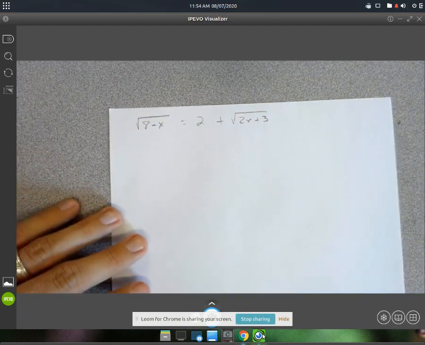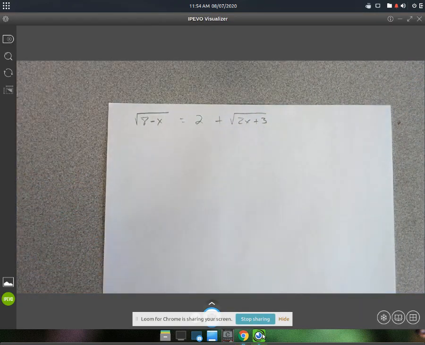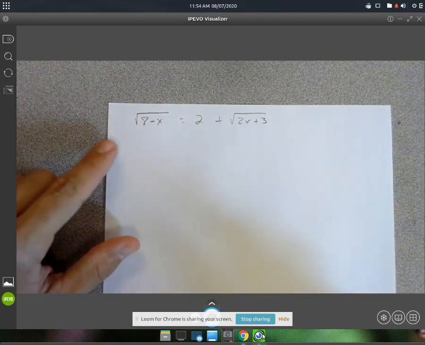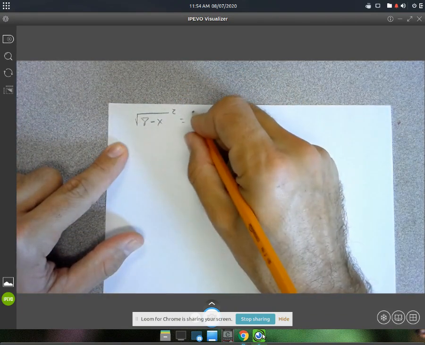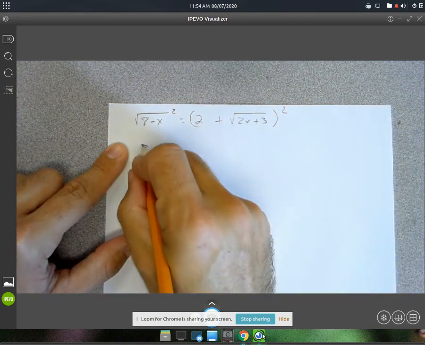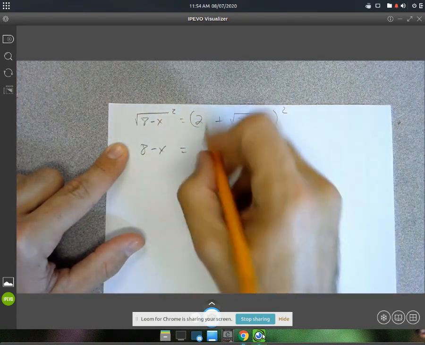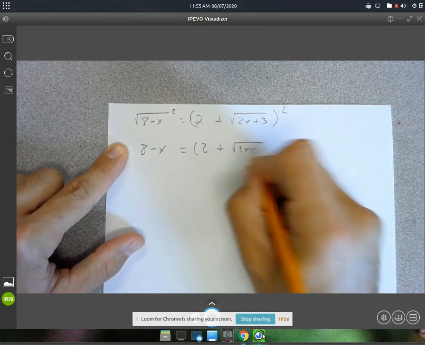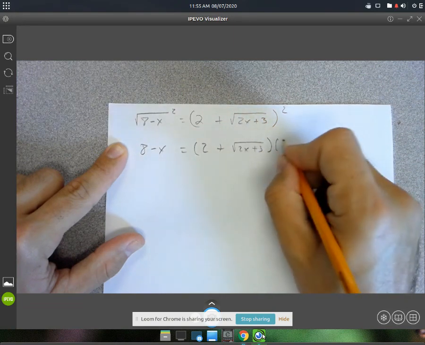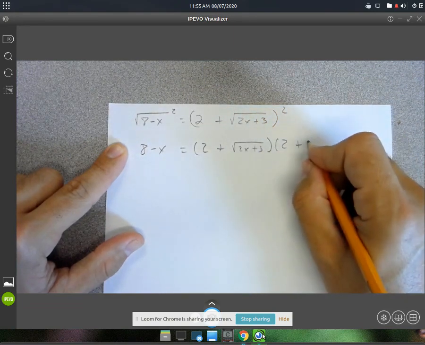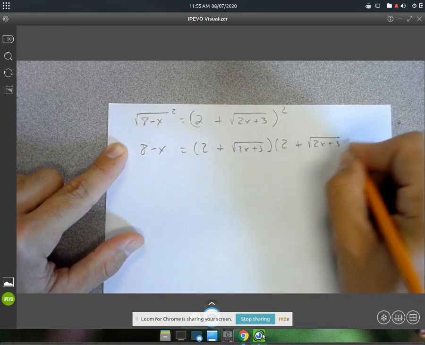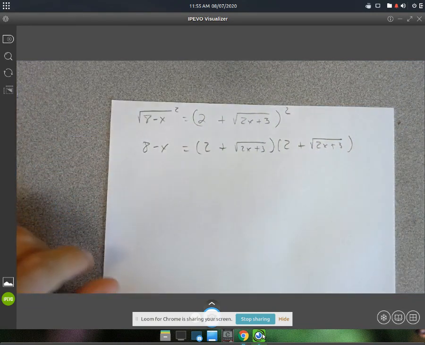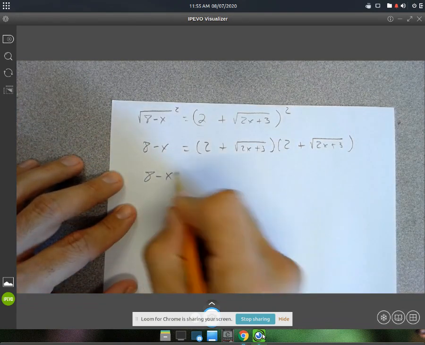Okay, so this is another example like the last one we did, all right? So we're going to have to isolate the radical twice. So square both sides. This will be 8 minus x. And here we're going to have the same thing written twice: 2 plus root 2x plus 3 times another one, 2 plus root 2x plus 3. All right. So we have 8 minus x.